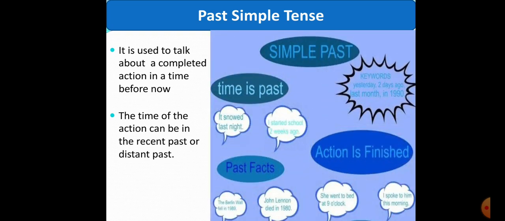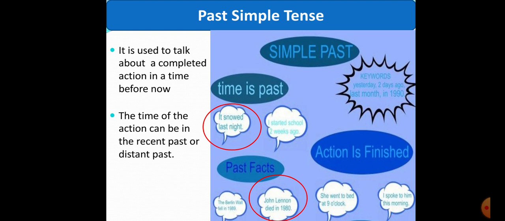You can see all the different examples here. Let's look at one example like it snowed last night, and another example, John Lennon died in 1980. Can you students see the two examples which I have circled in red color in the picture to your right? Okay. Now in both examples we can see that the action started in the past and is also completed in the past, like it snowed, it is done. Okay, it's not happening right now. And John Lennon also died. You can see both are done in the past.